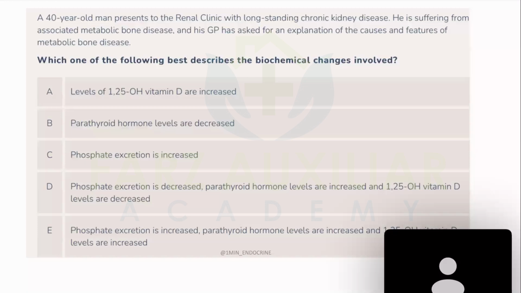And 1,25 dihydroxy vitamin D levels are decreased. Why? Because this active form, 1,25 dihydroxy vitamin D, is formed in the kidney. One hydroxylation occurs in the liver, and the second hydroxylation occurs in the kidneys. That is why the level is decreased, because obviously the kidney is not functioning. So that was question number 1. I hope this part is clear. Biochemical changes in kidney disease and metabolic bone disease changes, such as adynamic bone disease, osteitis fibrosa cystica, are all typical questions in MRCP, both parts.